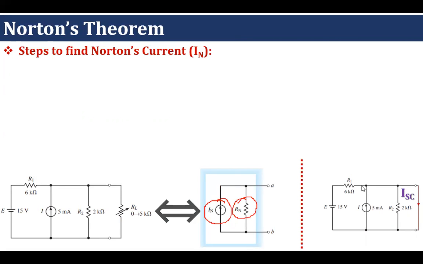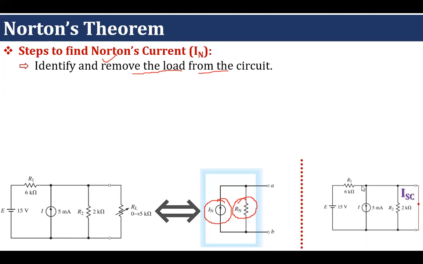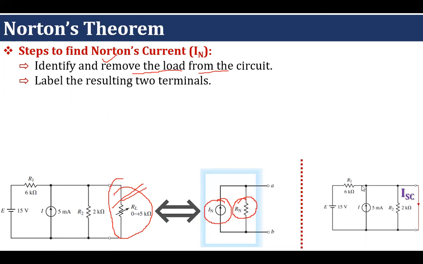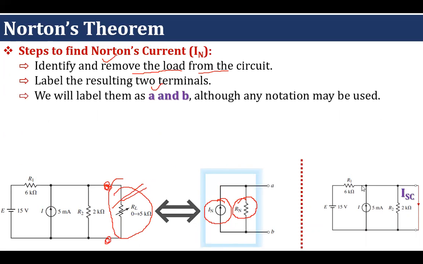So what are the steps to find Norton's current? First of all, identify and remove the load from the circuit. Like in this case, if this is the load, we have to remove this load from the circuit, and then label the resulting two terminals. Here we'll have two terminals, so we have to label them by any name. Generally, it is preferred to give A, B, or X, Y. We are free to choose any name.